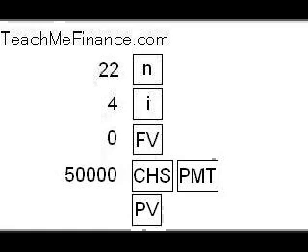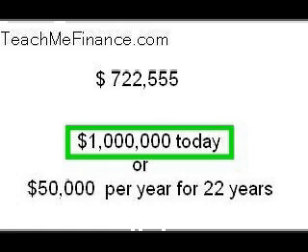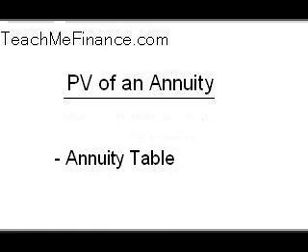Your financial calculator will then calculate the answer. In this case, it's $722,555. This means that 22 annual structured payments of $50,000 each is only worth $722,555 of today's dollars. So in this case, you should take the $1 million from the lottery guy in one lump sum.